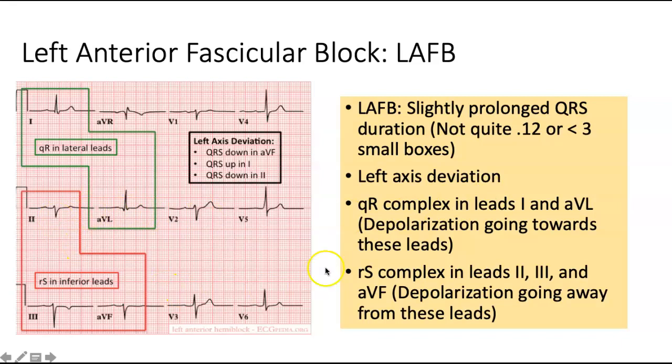in lead 2. We note QR complexes in leads 1 and AVL, which means there's a small Q, downward deflection, and a large R, but not really an S. Again, Q, R, not really an S. And then in leads 2, 3, and AVF, the inferior leads, we see an RS complex. So we see an R wave with a deep S, R wave with a deep S. And again, here, both in leads 1 and AVL, the depolarization is going towards those leads, and in 2, 3, AVF in the inferior leads, depolarization is going away from these leads.